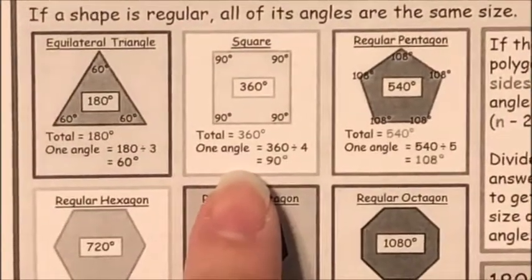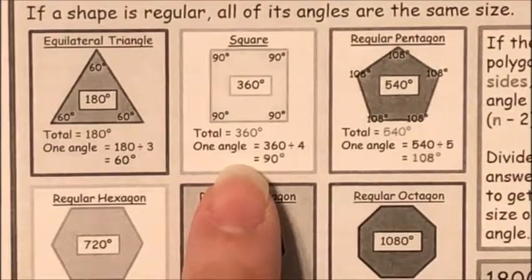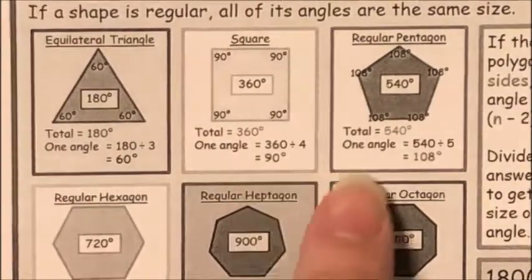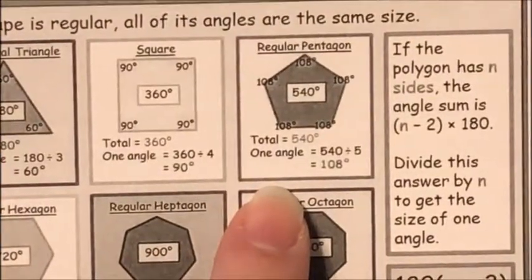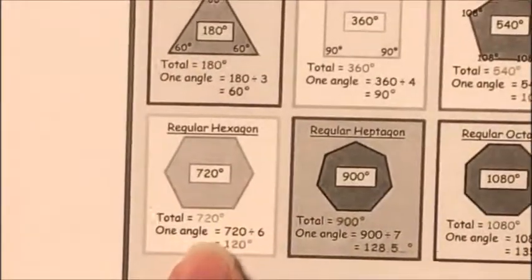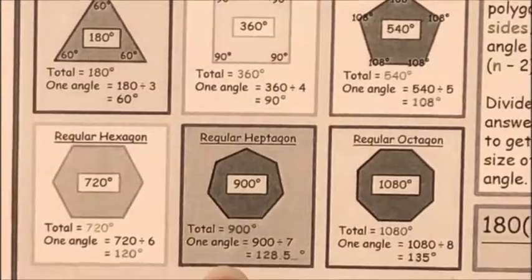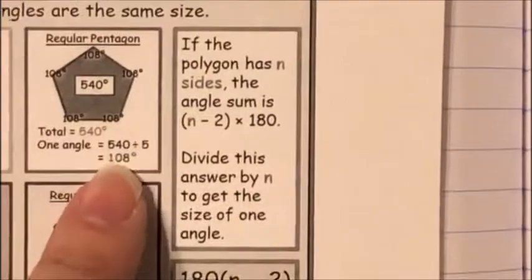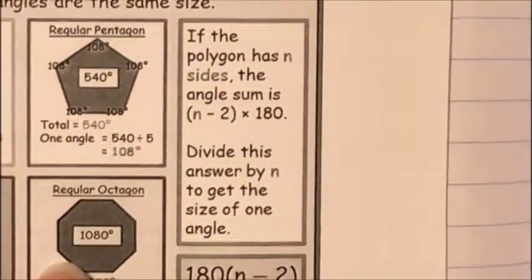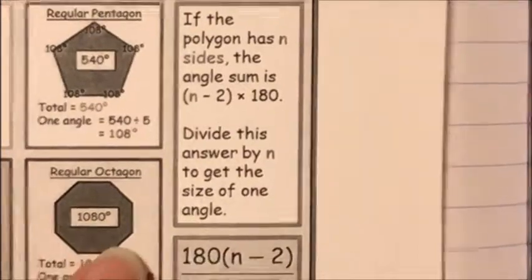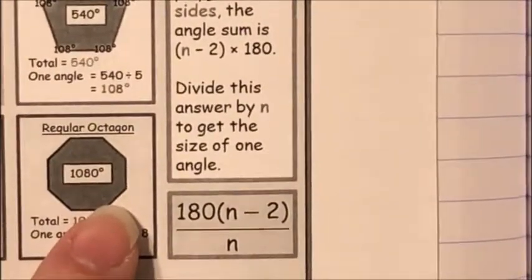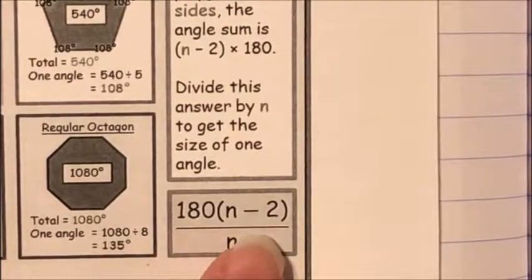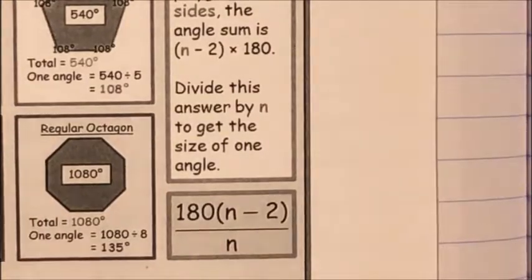A square has interior angles that measure 360, and one angle equals 90 degrees. Here are a regular pentagon, regular hexagon, a heptagon, which has 7 sides, and an octagon, which has 8 sides. If the polygon has n sides, the angle sum is n minus 2 times 180. Then I divide this answer by n to get the size of one angle. So this is how I get one angle: 180 times the quantity n minus 2, divided by n.